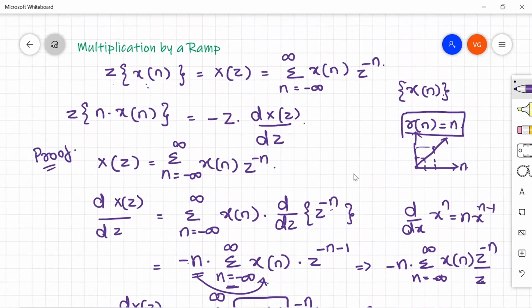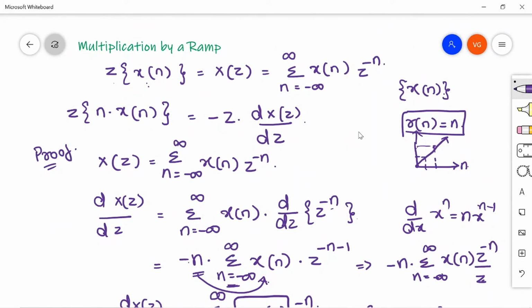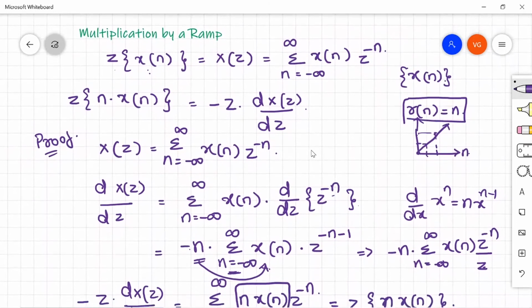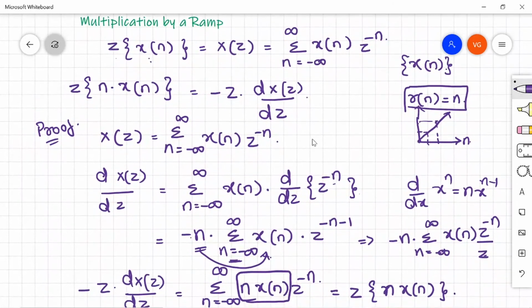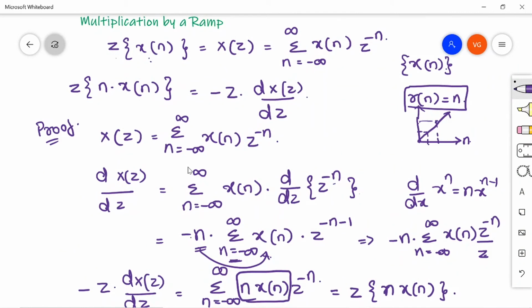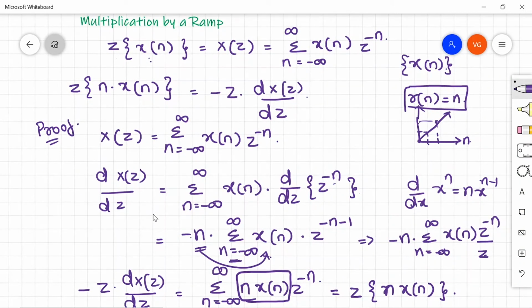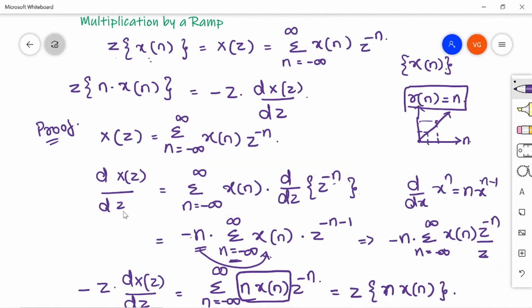So if you multiply an input signal x[n] by the ramp, then the z transform of the signal n into x[n] is given by minus z into dX(z)/dz. The derivation here is also very simple. Take X(z) and differentiate it on both sides with respect to z. Now you can simplify.